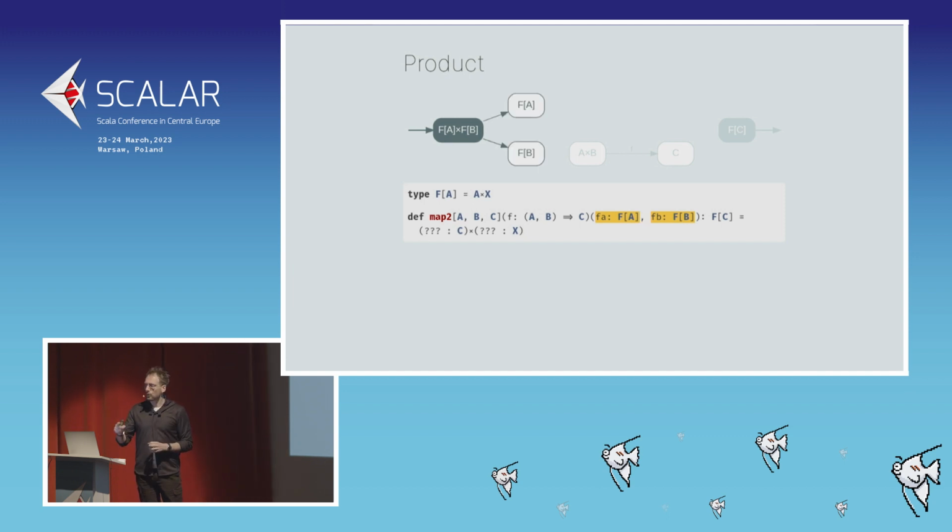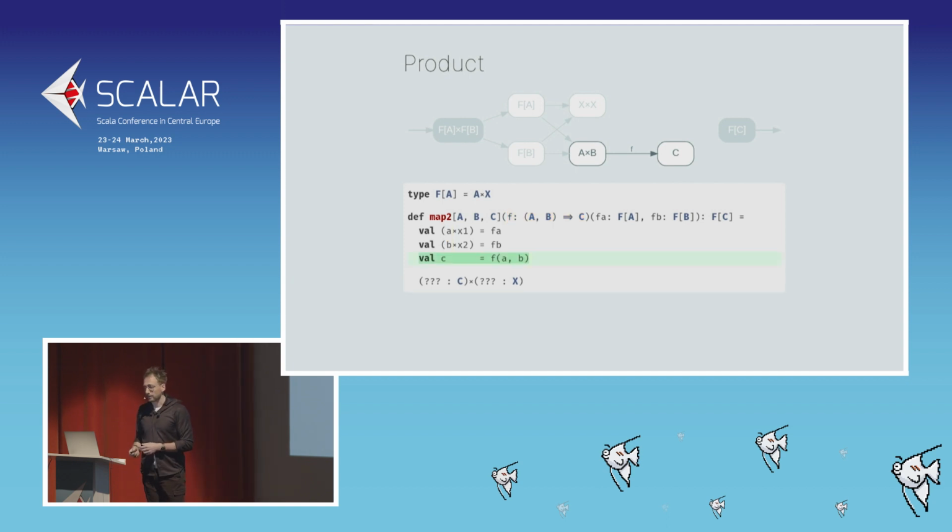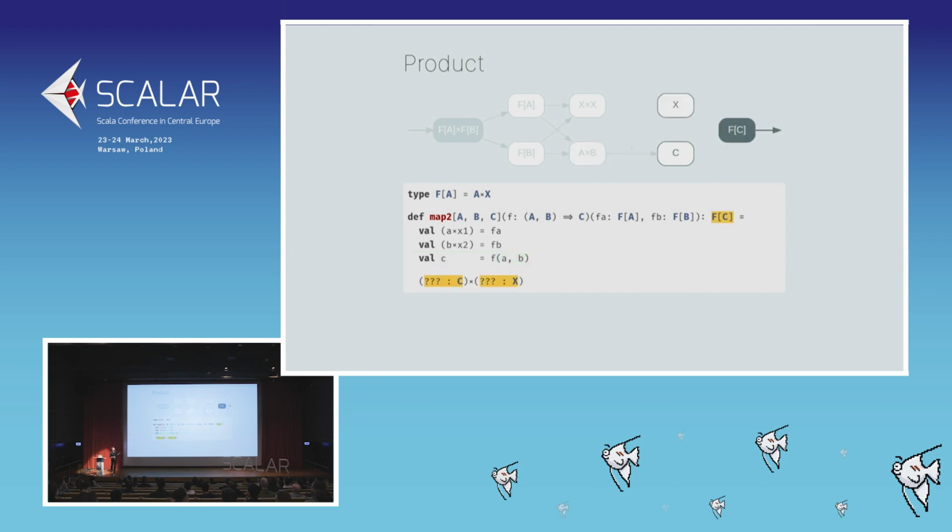Now, this is going to go a little bit quick, but I'll slow down afterwards. We're going to use product elimination and product introduction twice in a row to get this. Now, we get an X and X, because f of A and f of B both contain an X. So product elimination gives us 2X, product introduction gives us an X and X. Similarly, we get an A and B. And if we have an A and B and a function from A and B to C, well, then we get a C, right?